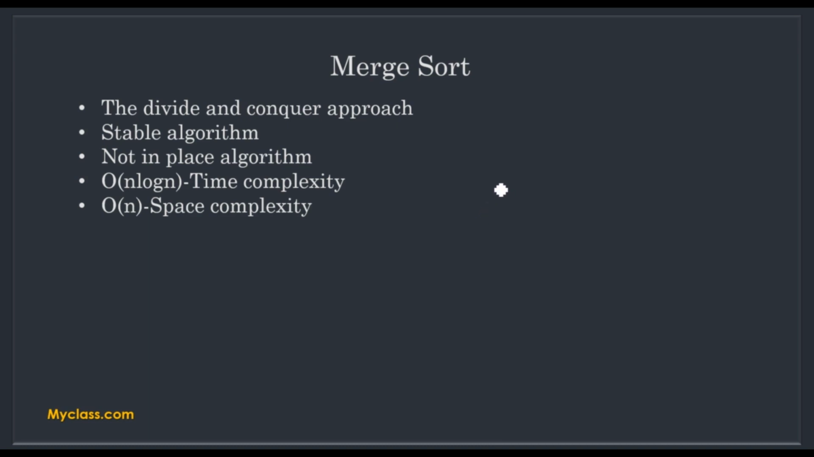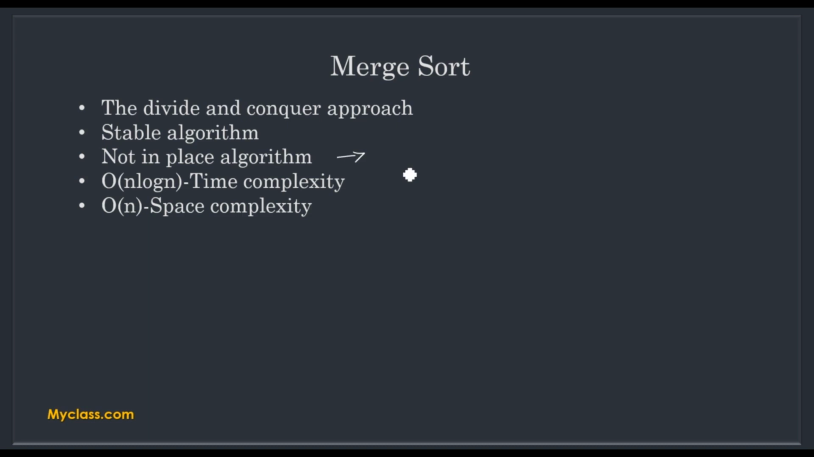It is also a stable algorithm. Stable means if the same elements are there, like two 25s in the list, then in the sorted list also, those 25s are in the same order that was in the original array. So that is a stable algorithm.